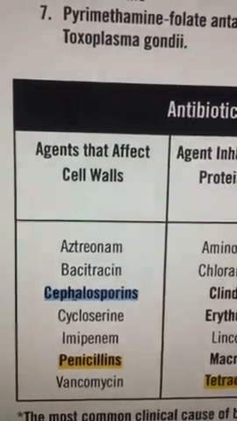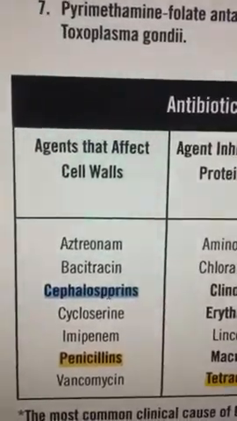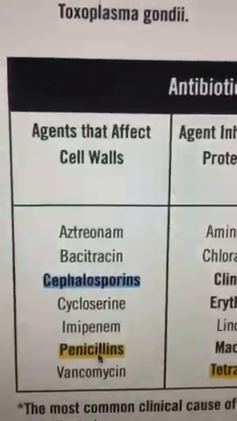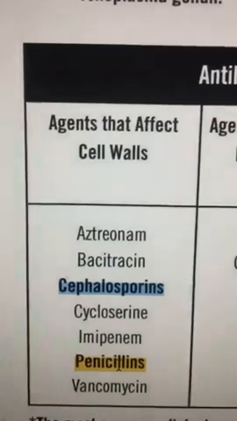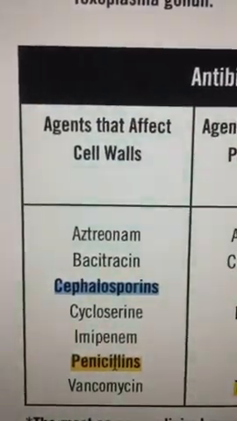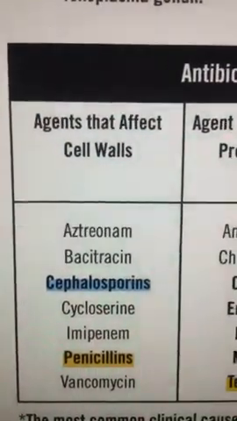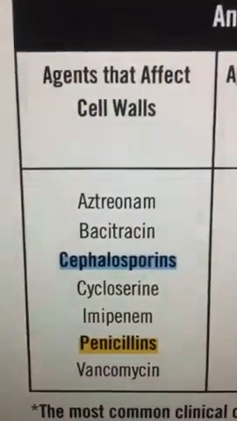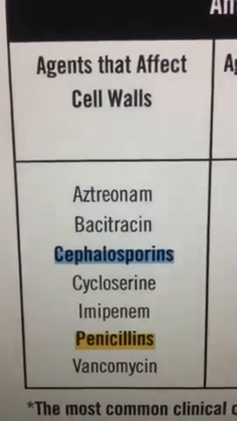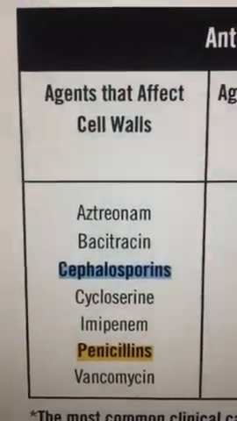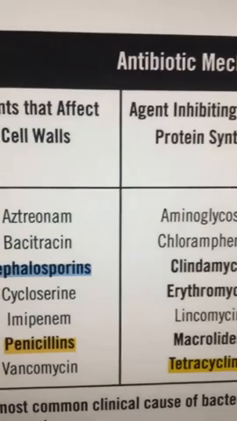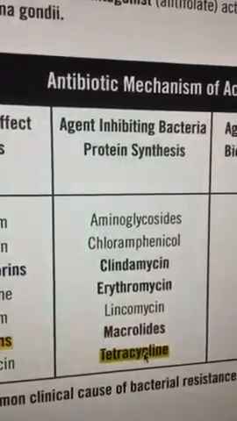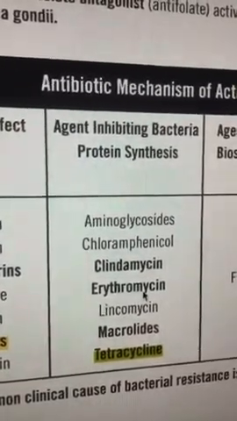Think about cephalosporin making pores in the cell walls. Penicillins belong to the beta lactam family, so they will use beta lactam activity to kill, to affect cell walls. So just remember, agents inhibiting bacterial protein synthesis: tetracycline, macrolides, erythromycin, clindamycin.